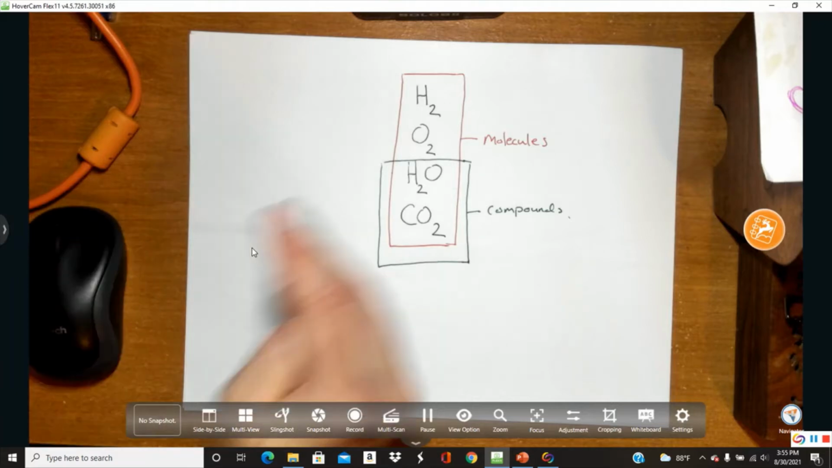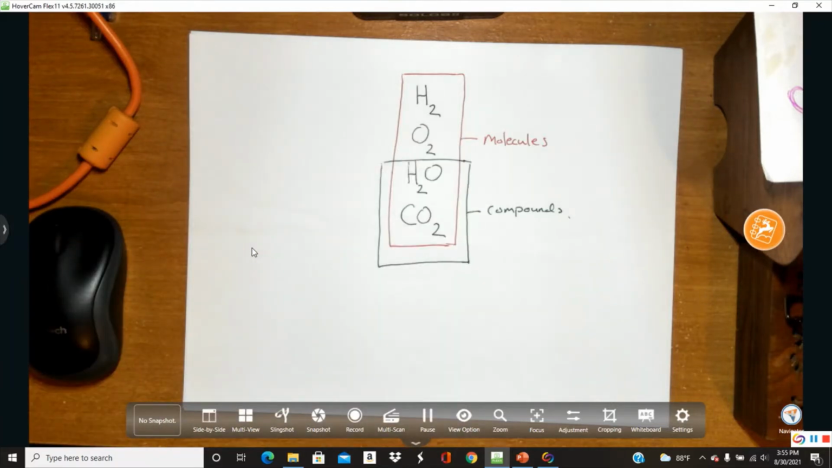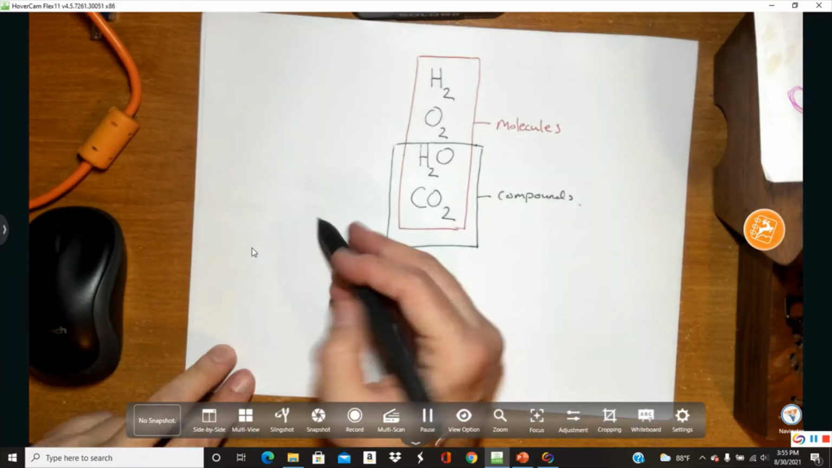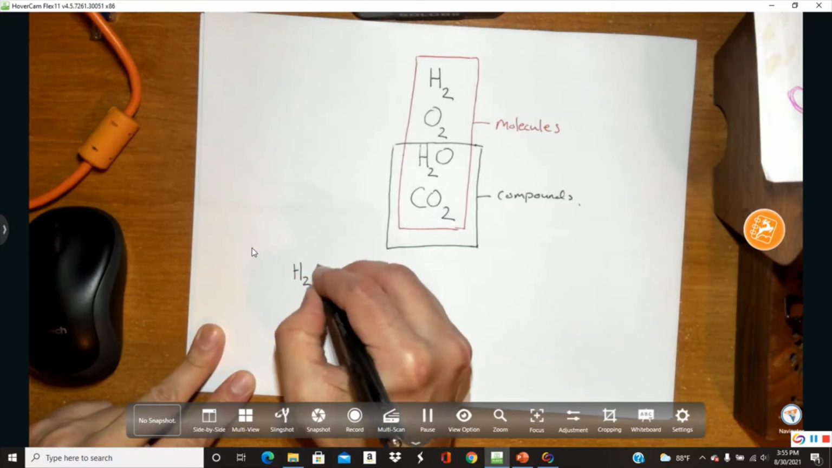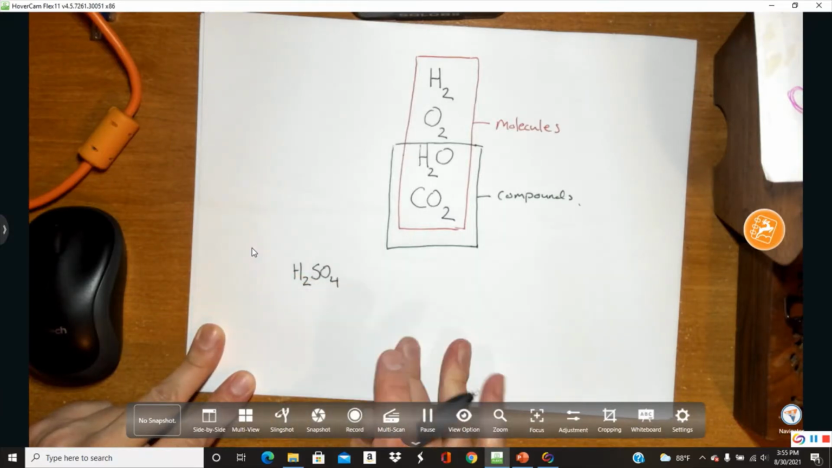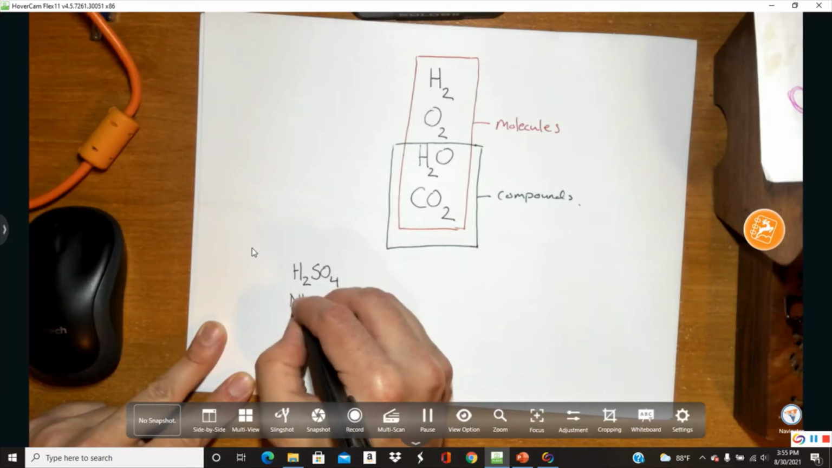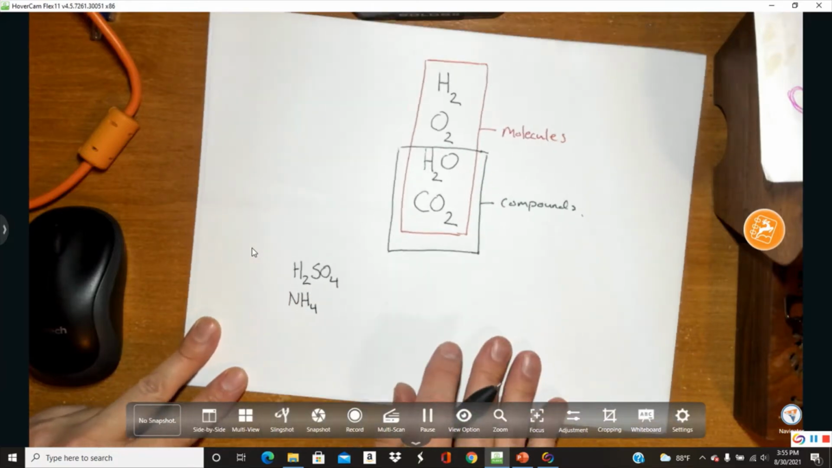Be able to recognize based on a chemical formula, for example, H2SO4 would be a compound. NH4 would be a compound.